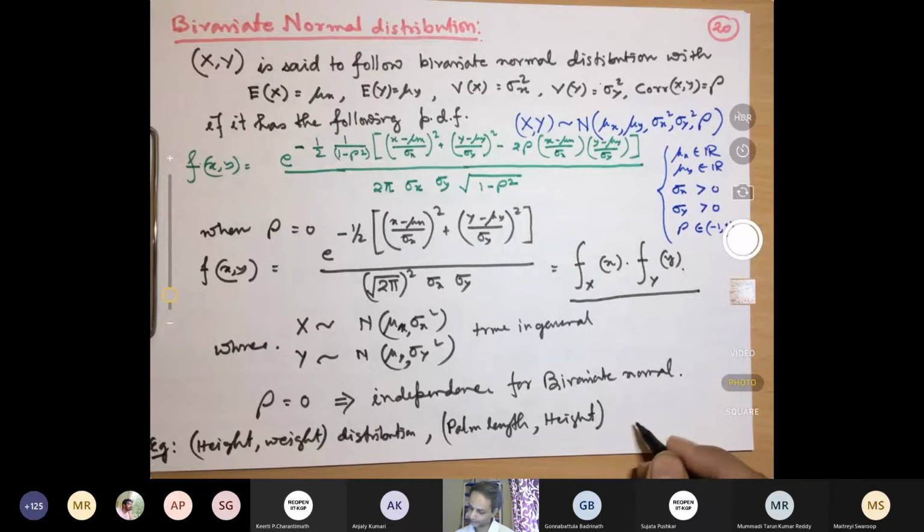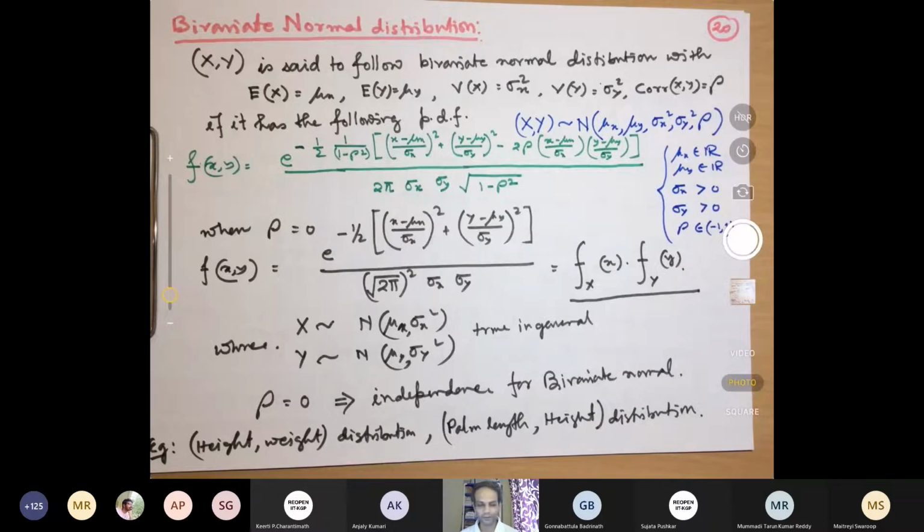So all these are examples, and if you measure that, then these two have a very high correlation. Eventually, you may find that your height is almost approximately 8 times your palm length. Fluctuation definitely will be there, but this is a very nice observation.